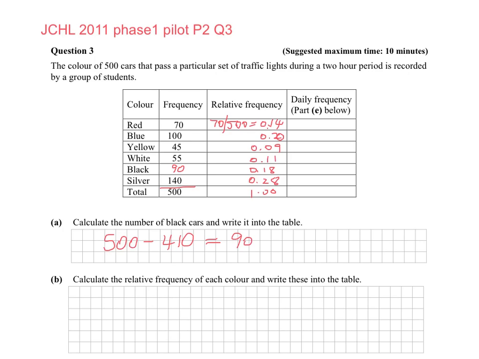And for part C, this is what it's wanting you to do. It says, suggest a method to check that your relative frequency calculations are correct. Perform this check. So, as I said to you, the method is add up all the relative frequencies and it should total 1.